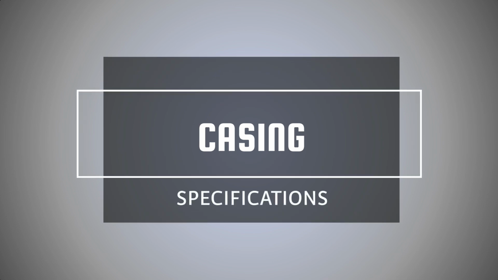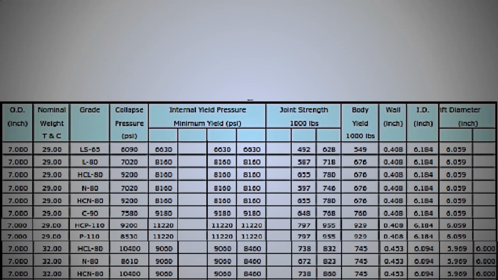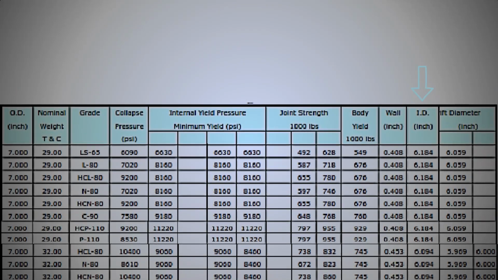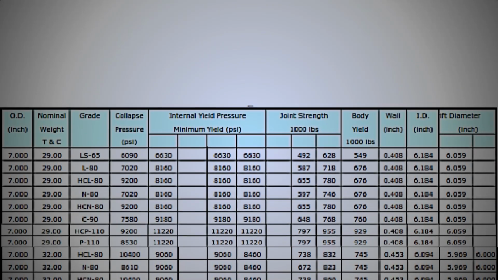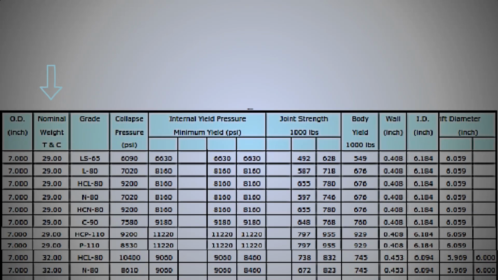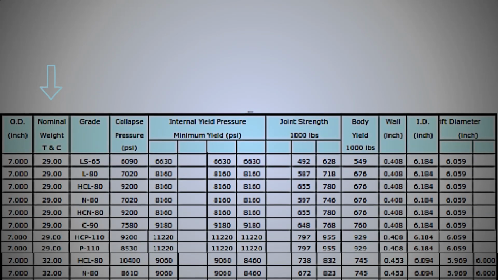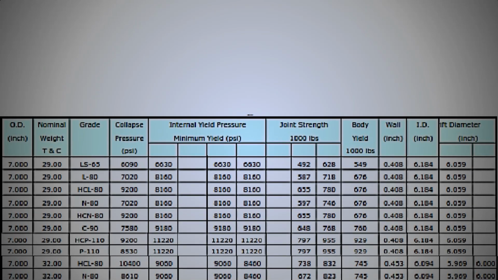Now let's move on to the casing specifications. Casing specifications define the physical and mechanical characteristics of the casing string. These include outside diameter, inside diameter, wall thickness, and weight per unit length. Weight is usually expressed in pounds per foot and is directly related to wall thickness.